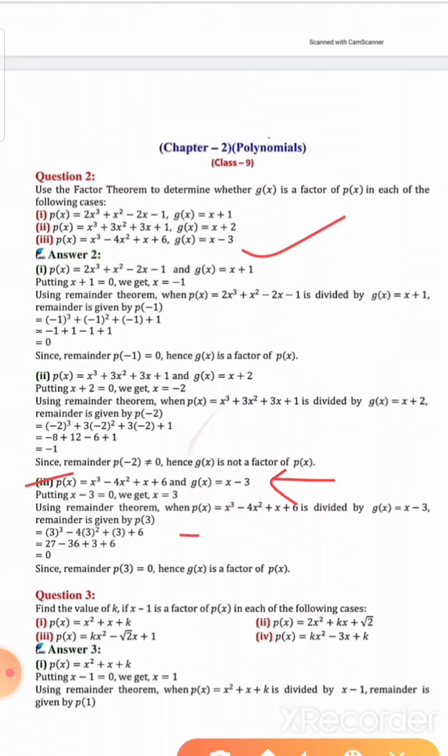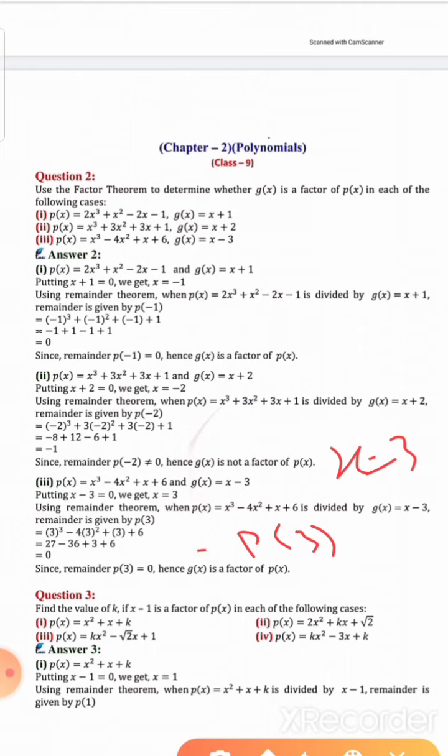Using the remainder theorem, we say when p(x) = x³ − 4x² + x + 6 is divided by x − 3, the remainder is given by p(3). For the value of x = 3, we find p(3) by substituting x = 3 in our polynomial. The step is 3³ − 4 × 3² + 3 + 6.